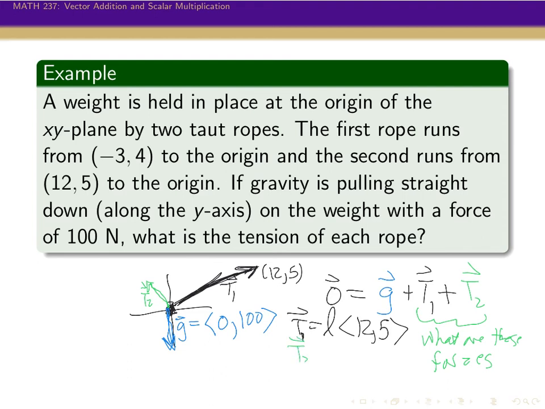Similarly, T2 has to be in the same direction as the vector (-3, 4), and so it's going to have to look like a scalar multiple of (-3, 4). Okay, so let's put this together. Double check that before. Nope, should be minus.